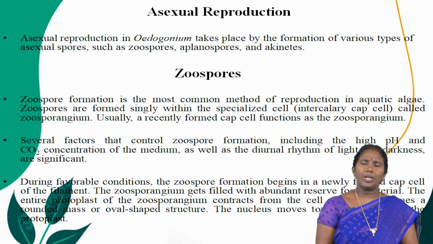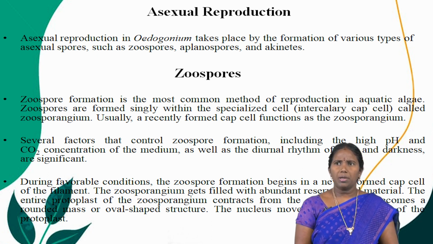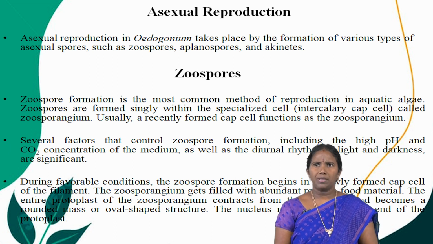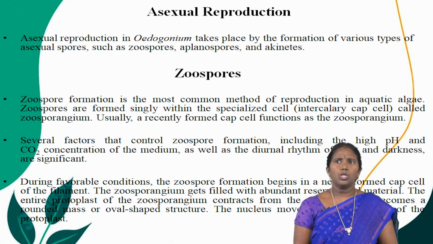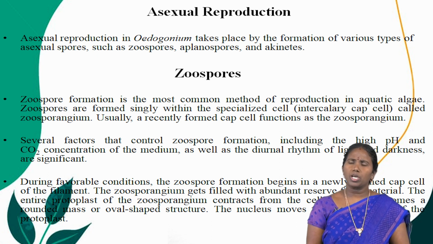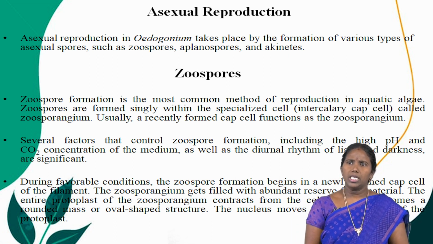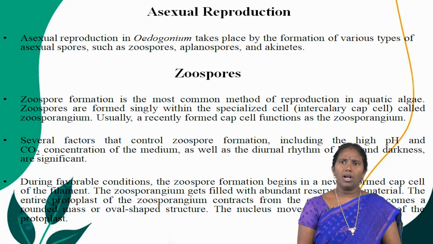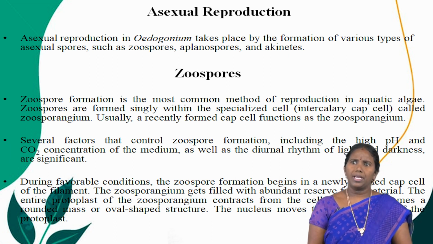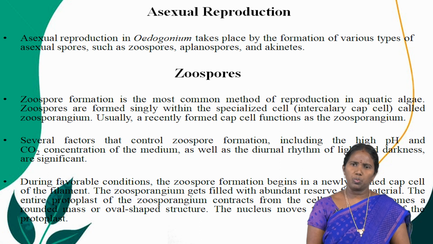This is asexual reproduction. Asexual reproduction in Oedogonium takes place by the formation of various types of asexual spores such as zoospores, akinetes and aplanospores. Zoospore formation is the most common method of reproduction in aquatic algae. The zoospores are formed singly within specialized cells called zoosporangium. Usually, a recently formed cell functions as the zoosporangium.